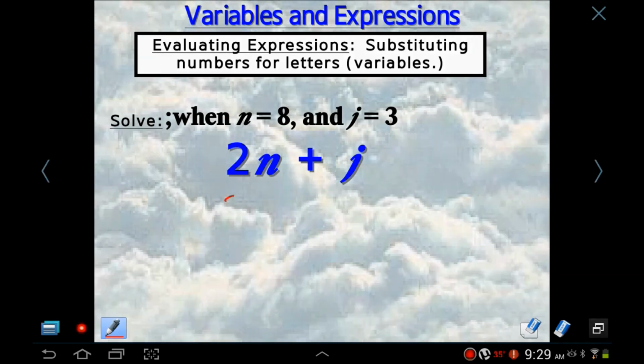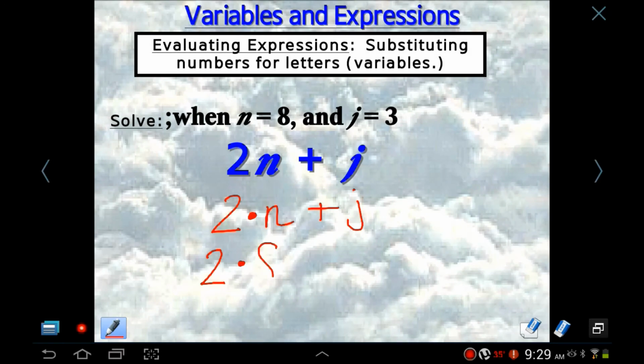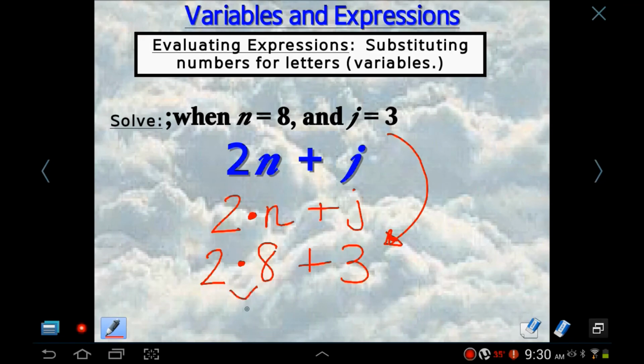So 2n means 2 times whatever n is, plus j. So we're going to add j to that. So now all we have to do is evaluate it. Now to evaluate it, we just put those numbers in. So n is 8, so I'm going to do 2 times 8 plus whatever j is, and j is 3. And now it's just a matter of solving it. 2 times 8 is 16. 16 plus 3 is 19.